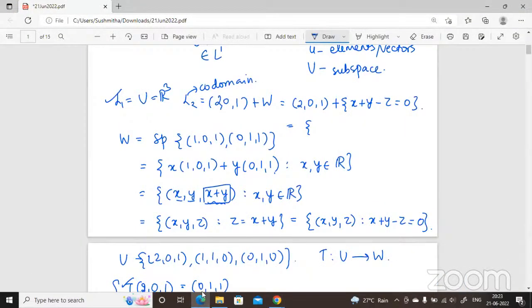Okay. So what is L2? L2 is translation by (2, 0, 1) of W. So what will you get? What will they be, the affines? X, Y, Z means like X plus 2, comma Y, comma Z plus 1, such that X plus Y minus Z is equal to 0.